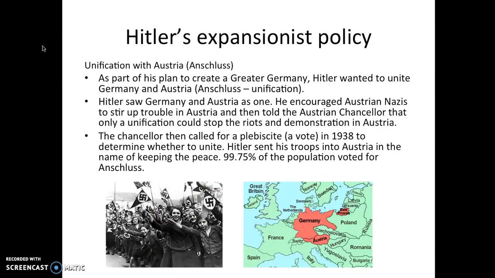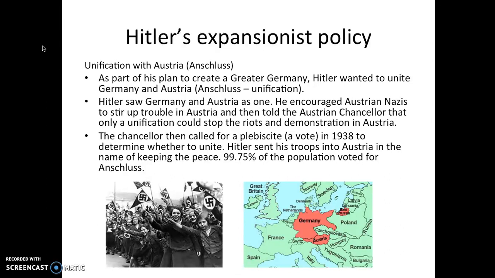Alright? He sought to unite with Austria. It is something which many people in Germany and Austria had wanted. However, it was not allowed by the TOV. So first of all, he encouraged the Austrian Nazis to stir up trouble in Austria, and then told the Austrian Chancellor that only unification would pacify the people. There was a vote called in 1938 to determine whether to unite.